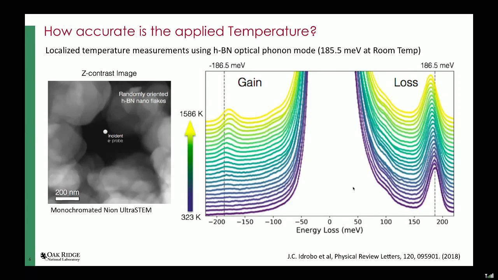Juan Carlos Idrobo was able to track the shift in the optical phonon signal as a function of applied temperature in hexagonal boron nitride, shown here on the left in the Z-contrast STEM image. On the right is the energy loss spectrum as a function of temperature, and the shift in the gain and low-loss EELS signal is directly related to a combination of lattice thermal expansion and anharmonic phonon scattering. So how can we use this to actually measure temperature?